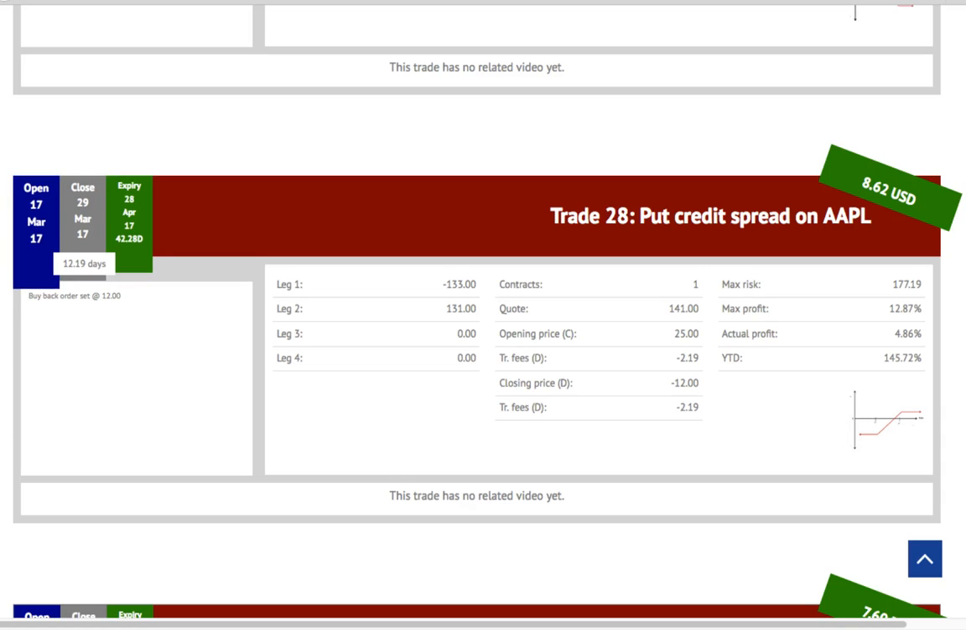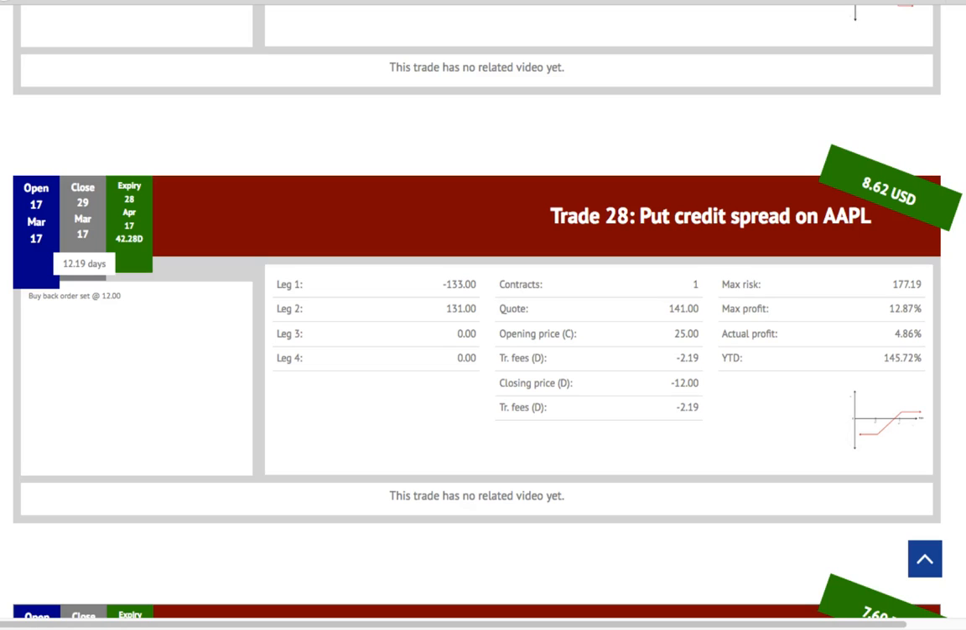And we received for this a credit of $25. So net of transaction fees of 2.19, that's your net credit. And your net credit is important because as an option seller, this will be your max profit. So your max profit is 12.87 of your max loss. Now what's the max loss? This is the max risk.